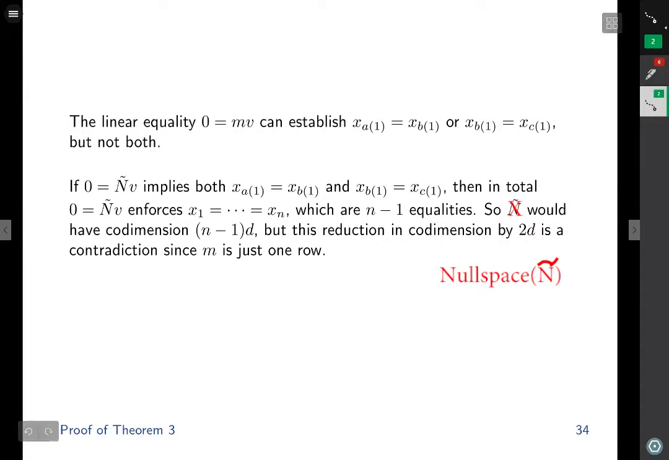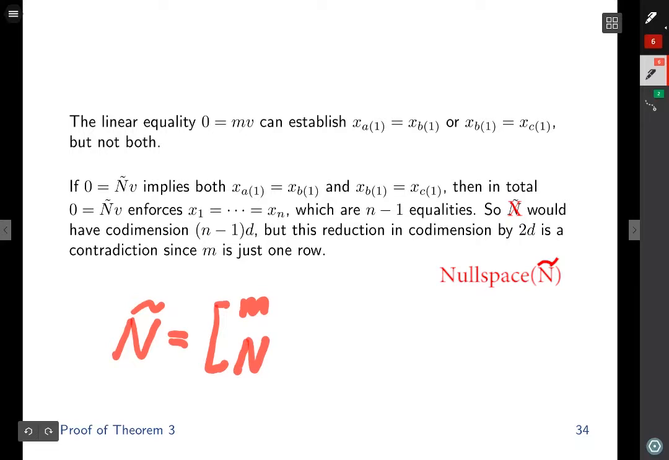The single linear equality 0 equals Mv can establish xa1 is equal to xb1, or it can establish xb1 is equal to xc1, but it cannot establish both. Remember, N tilde is the matrix of this form. If 0 equals N tilde v implies both xa1 is equal to xb1 and xb1 is equal to xc1, then in total, 0 equals N tilde v enforces all the x variables to be equal.